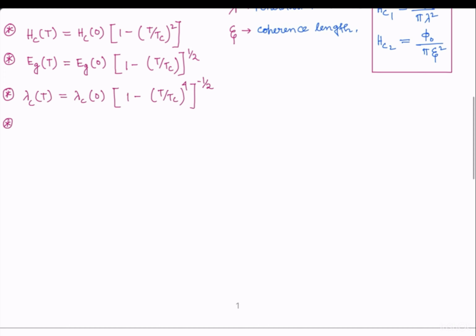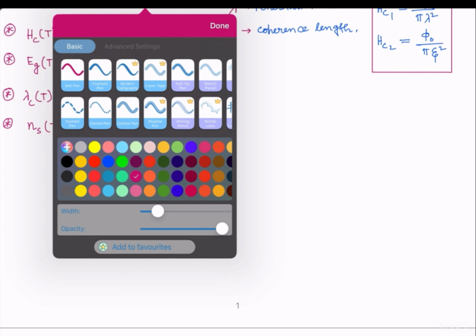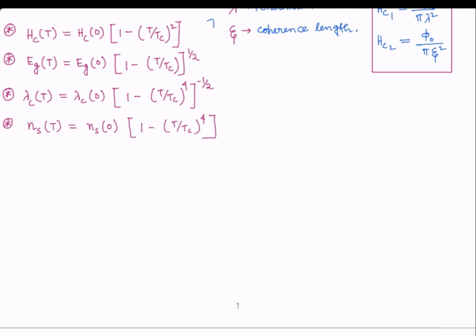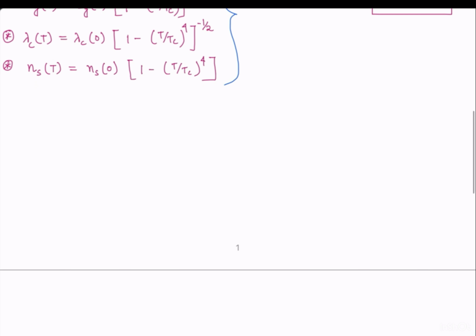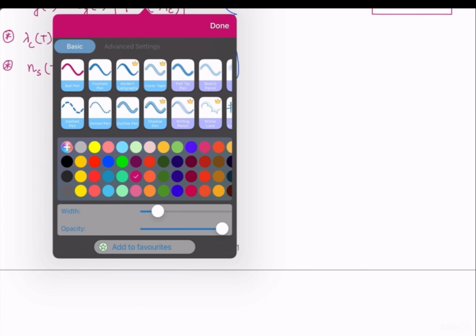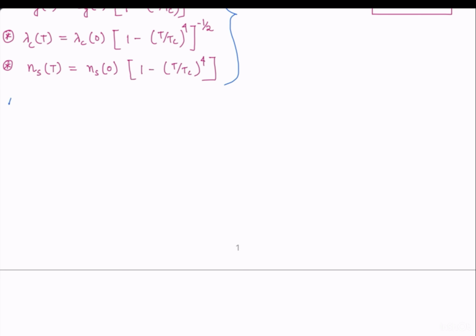Next will be the number of superconducting electrons at temperature T, equal to the number of superconducting electrons at T equal to 0 into 1 minus T by Tc to the power 4. So these four equations are also very important. Now next we'll discuss the isotope effect.